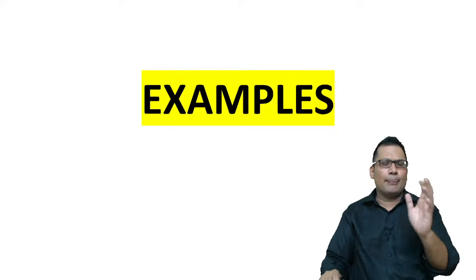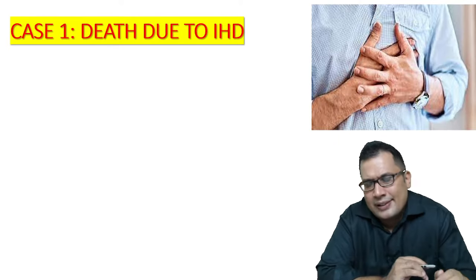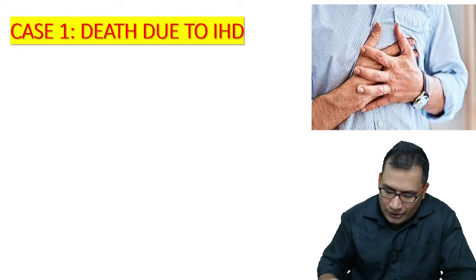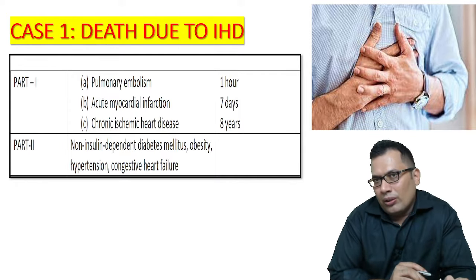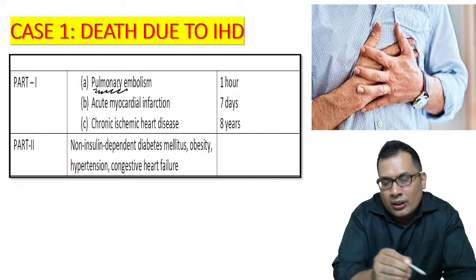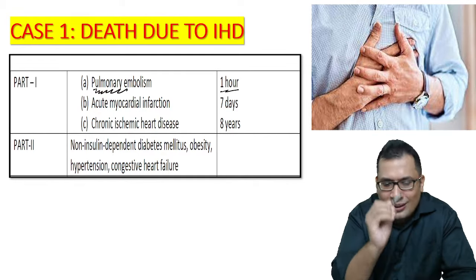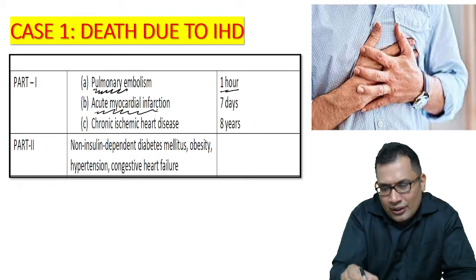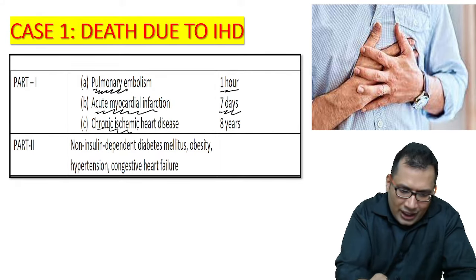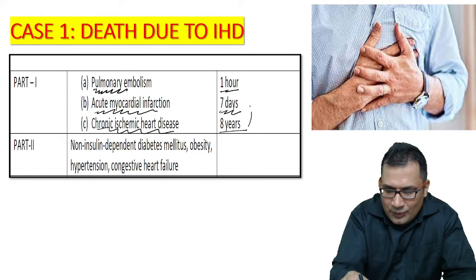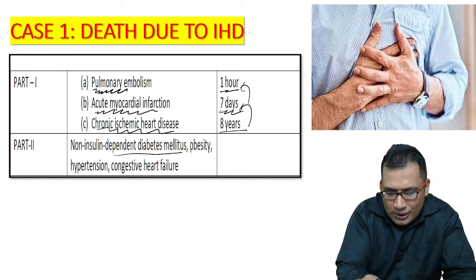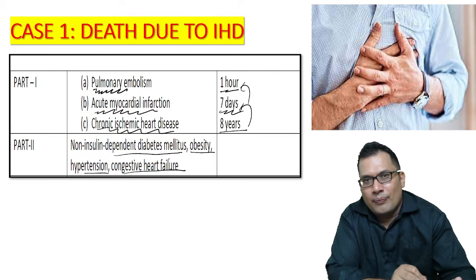Then some important, common examples. For example, a case of death due to ischemic heart disease. One way to give the immediate cause of death is pulmonary embolism, since 1 hour. Pulmonary embolism can be caused by acute myocardial infarction. So he was suffering from acute MI since 7 days. Because of that, pulmonary embolism. Chronic ischemic heart disease since 8 years. So this is how we can write in ischemic heart disease. And other conditions here: diabetes mellitus, obesity, hypertension, congestive heart failure.